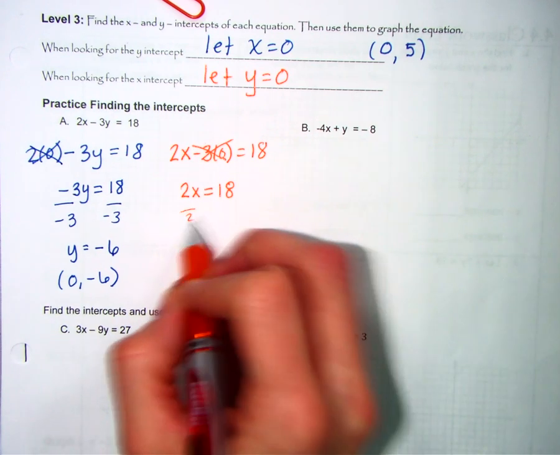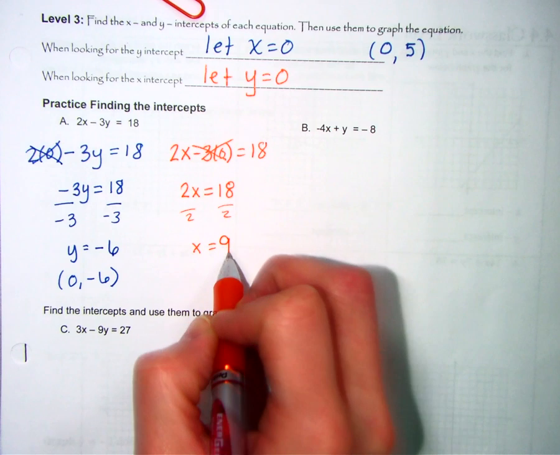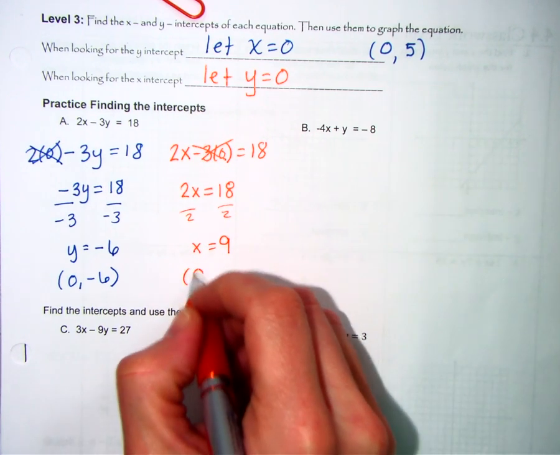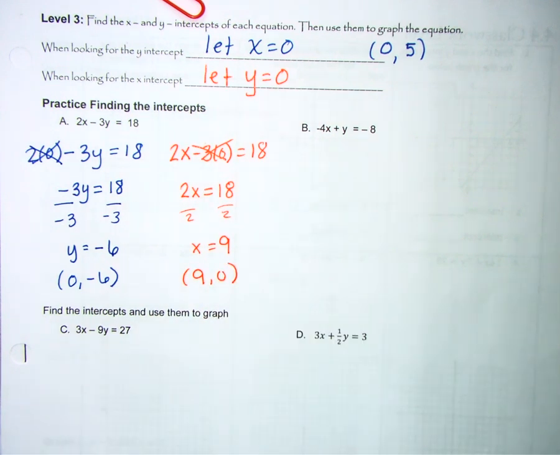Divide by 2, and you get x equals 9. Okay? That is really the point (9, 0). So then we go and we put that on the graph.